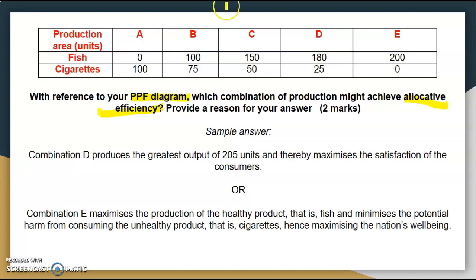So if we valued both products equally, you would argue that point D is the most allocatively efficient because it produces the most output and therefore maximizes the satisfaction of consumers. But that only applies if we value both products equally.